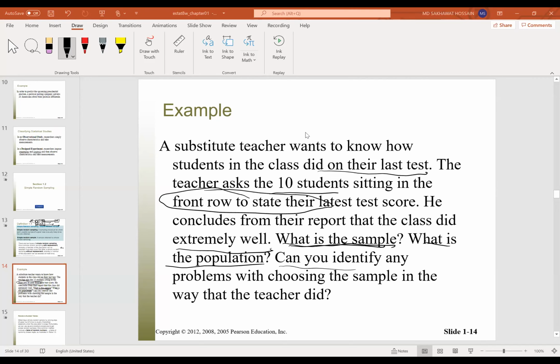Yeah, 10 students sitting in the front row, right? The 10 students who are selected. Yeah, you're right. So this is the sample here. So what is the population here? Yes, the class. That means all the students in that class. Yes, the population is the class. Yeah, you're right. Thank you. So do you see any problems in choosing the sample the way the teacher did? What type of problem might happen in that case?